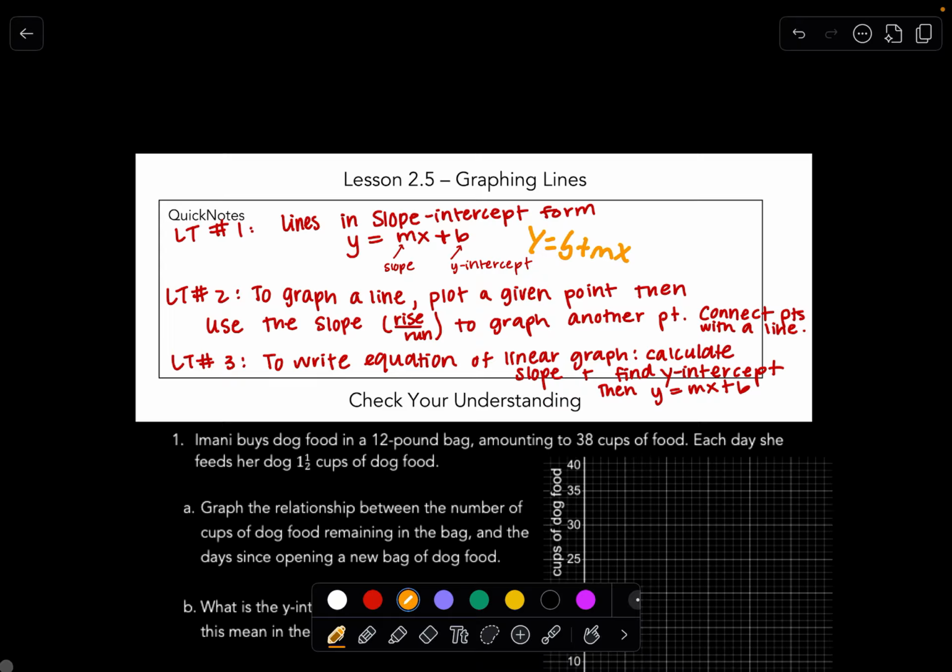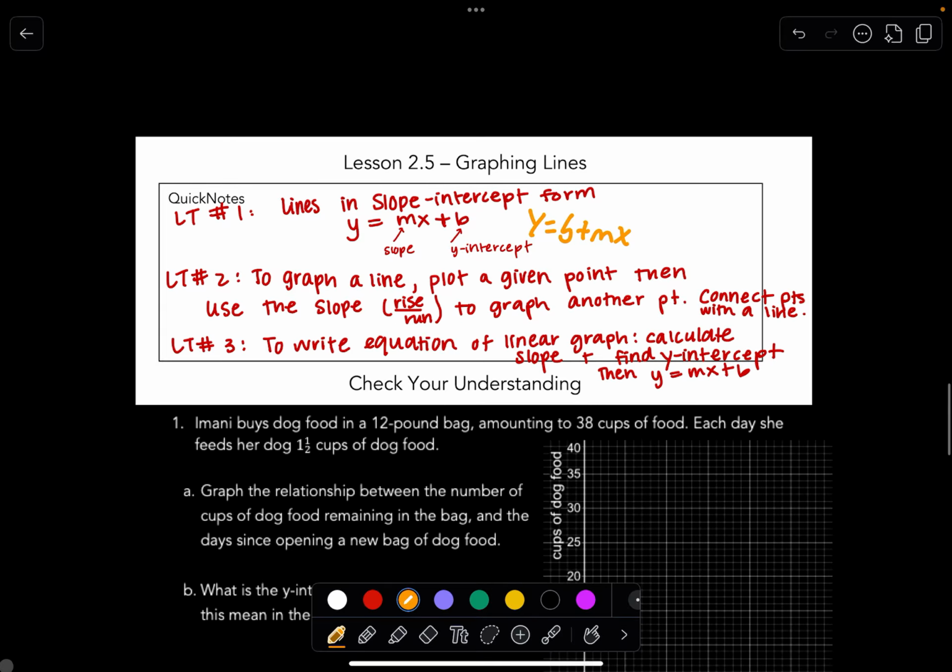Now, learning target number 2: to graph a line, plot a given point, then use the slope to graph another point and connect the points with a line. All right? So basically, that's what this b is. That's your starting point, because we call that the y-intercept. So if it's written like this, you've got the y-intercept, that's your starting point, and then you use the slope to find another point, and then you can connect the dots. All right?